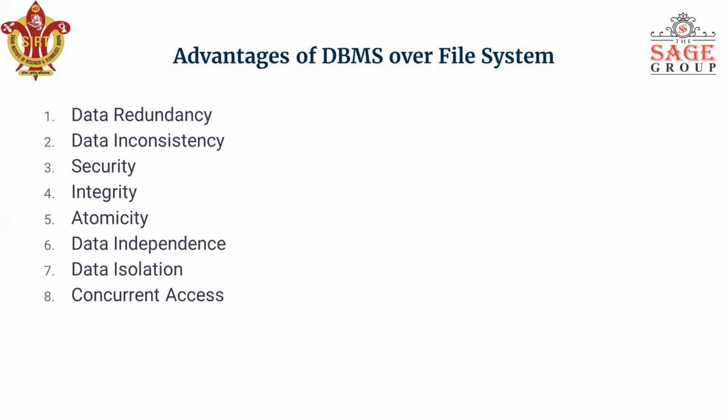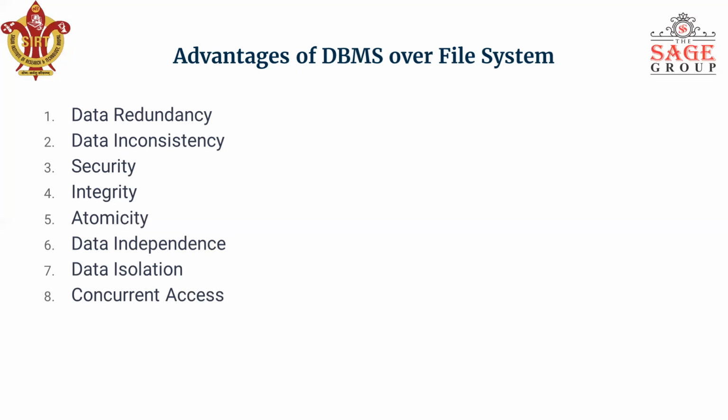Next is data isolation. Data isolation basically indicates that because the data are stored in different files and maybe in different formats, it is difficult to write a new application program to retrieve the appropriate data from the database. That's why data isolation means the data which were previously stored in different forms, now we are using the same database management system software, so the isolation problem can be removed.